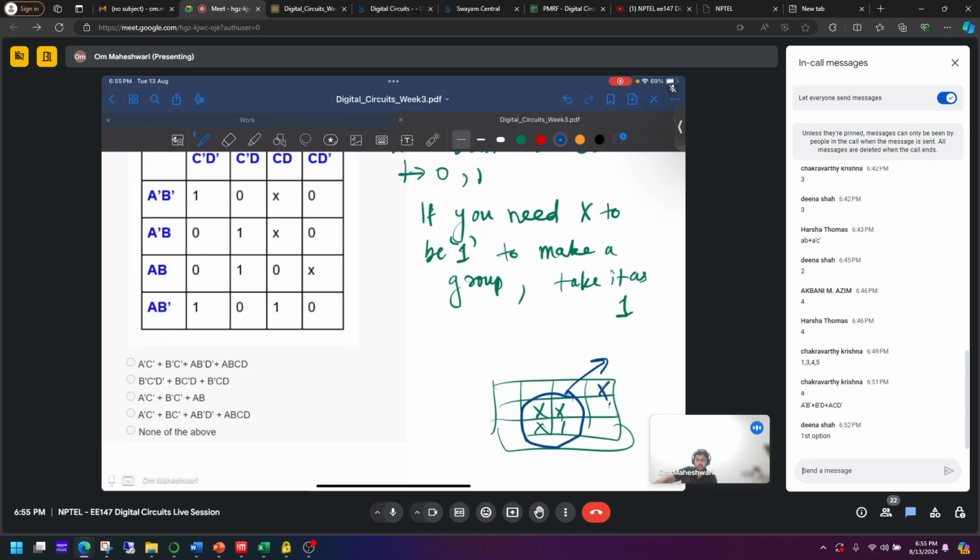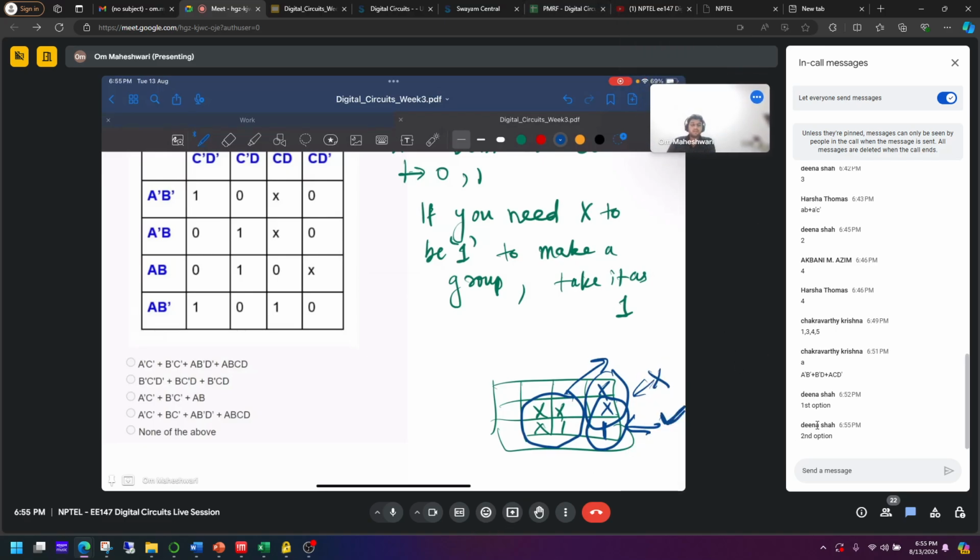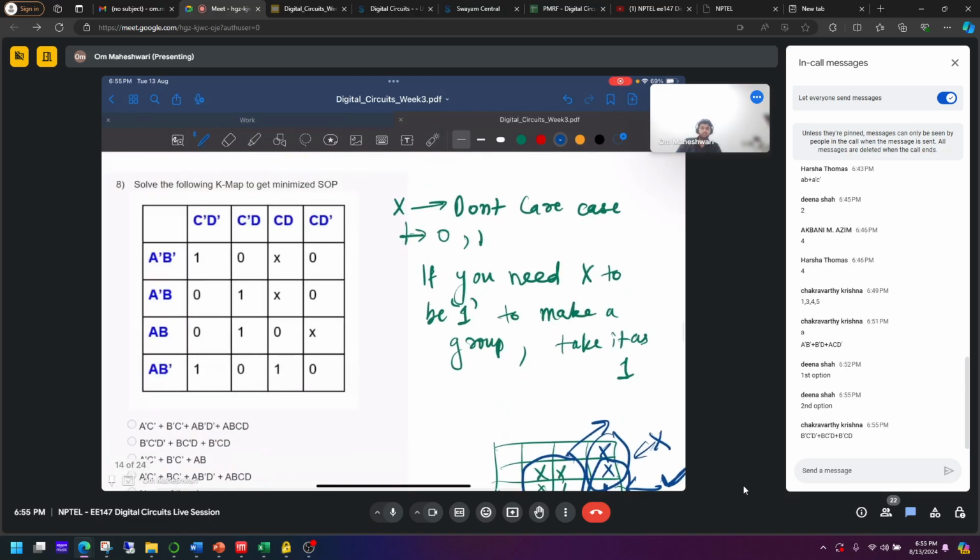So that is what these crosses mean. But let's say there are some crosses here, but no 1 is there that needs their help to make a group. So we will not form a group of these. We do not care about these. We only care about the ones. If there is a 1 which needs its help to make a group, then we will make a group. This is correct. This is wrong. Okay, second option is correct.